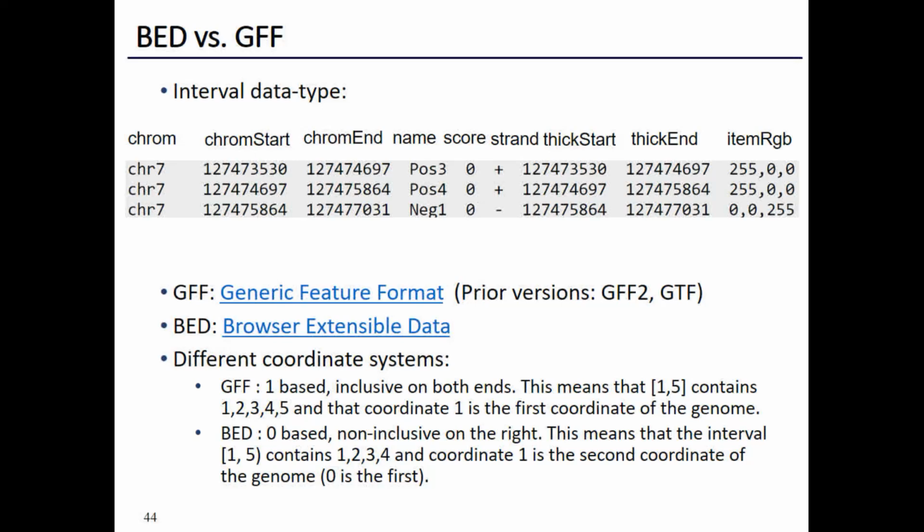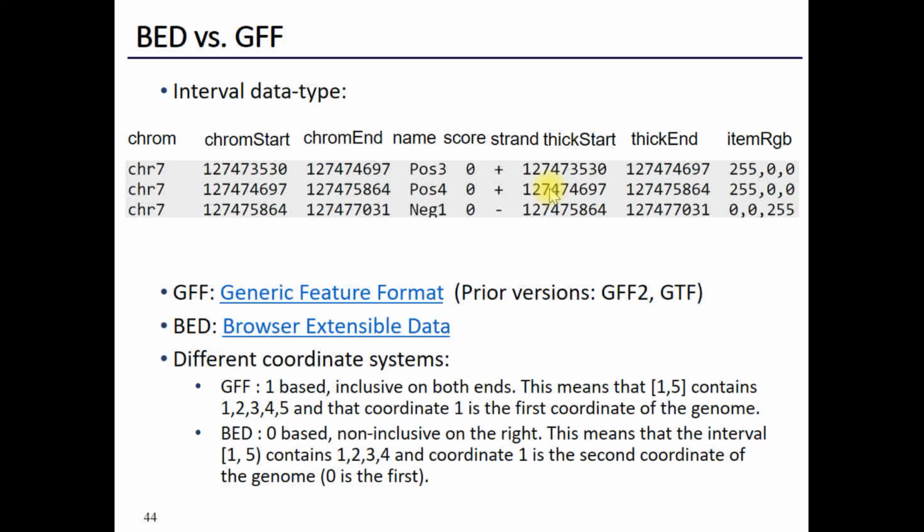And the two other file formats we usually use in next generation sequencing data analysis are BED format and the GFF format. They are the same type of format. They are all interval data types. So for example, this is an example of a BED file. The first column is the chromosome name. The second column is the chromosome start and the chromosome end, and then the name of the read, and then the score, positive strand or negative strand.